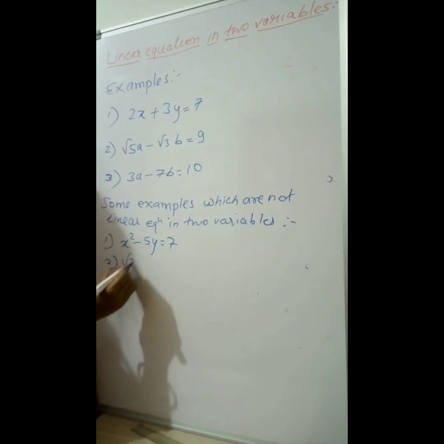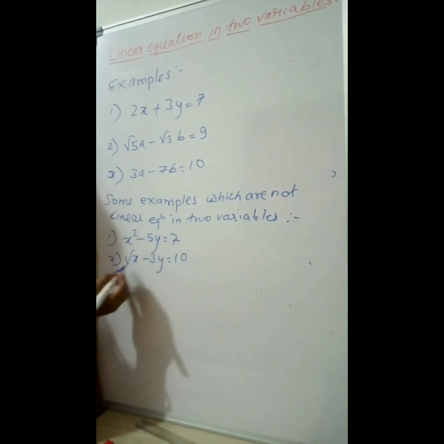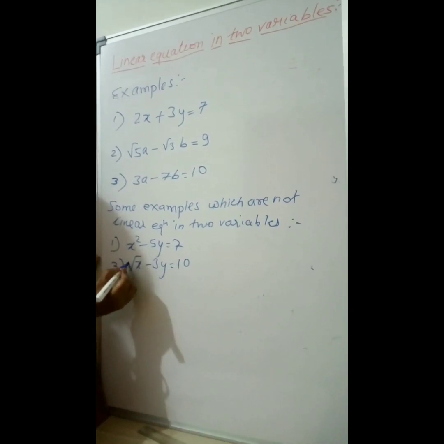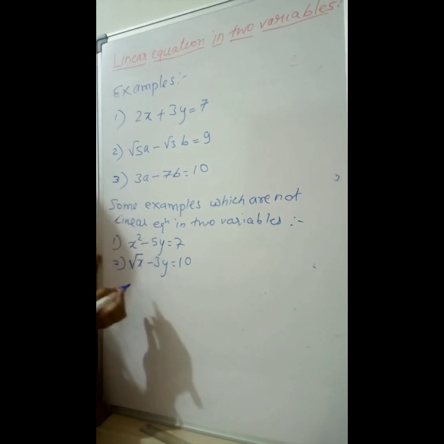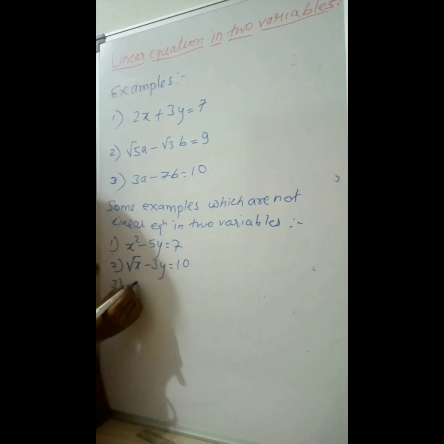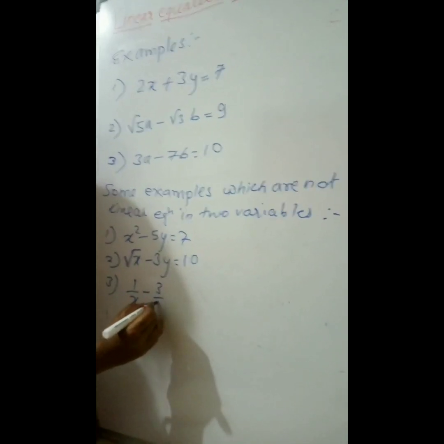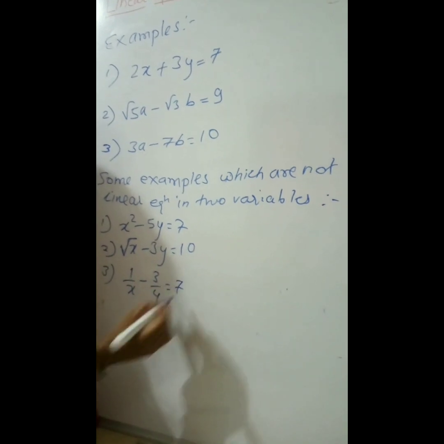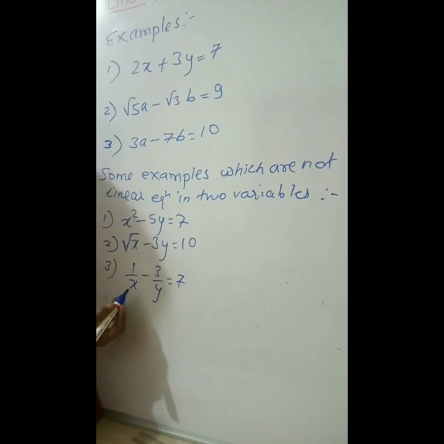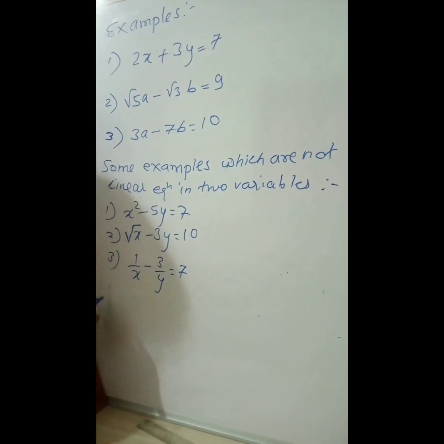Second, root x minus 3y is equal to 10. This is also not a linear equation in two variables because the variable is inside the root. So the variable should not be inside the root. The third example, 1 upon x minus 3 upon y is equal to 7. This is also not a linear equation in two variables because the variables are in the denominator.